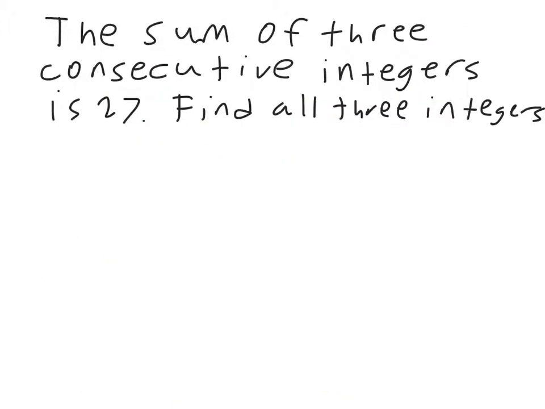So here we have the sum of 3 consecutive integers is 27. Find all 3 integers. So the way we set up this problem is the first integer, remember, is n. And then the next one, we add 1. So the next one is n plus 1. And the next one after that is n plus 2.